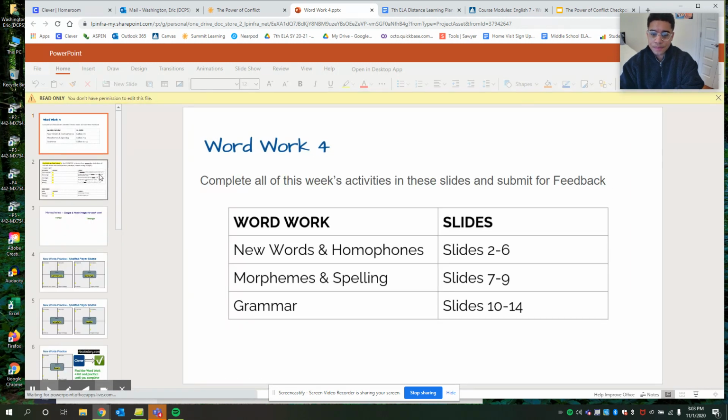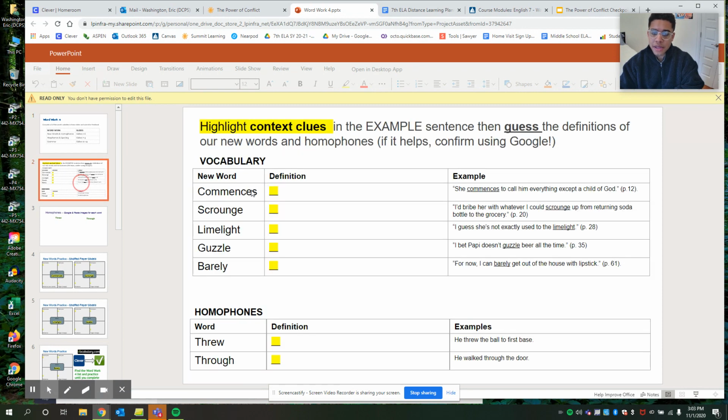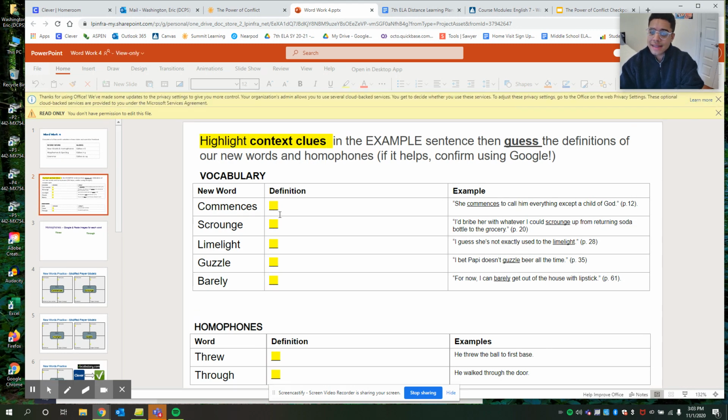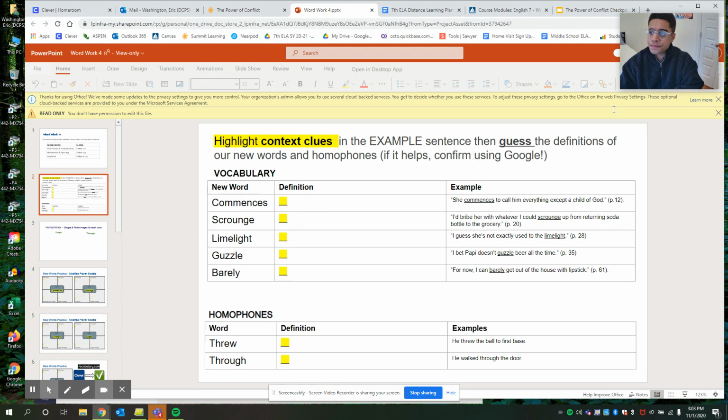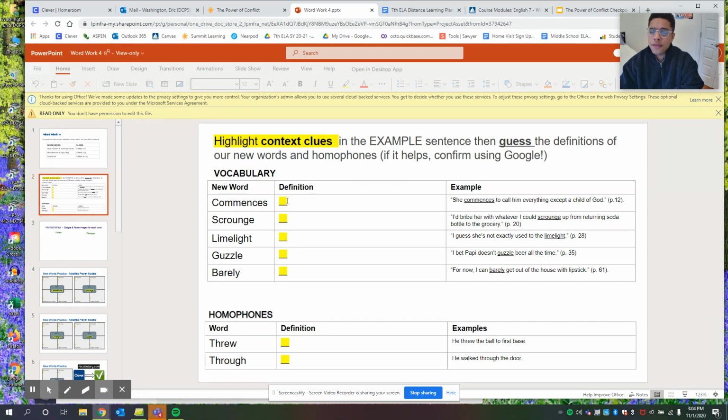On slide 2, you're going to get a whole bunch of vocabulary words. You read the sentence over here, where it says example, and you guess at the definition of the vocabulary word and confirm using Google. If your definition is very similar to Google's definition, then you'll just keep your definition. If you were kind of off with your guess at the definition, please put the correct definition that you found on Google in these boxes.